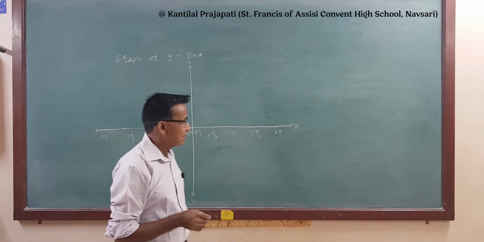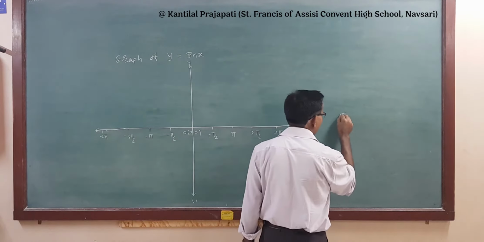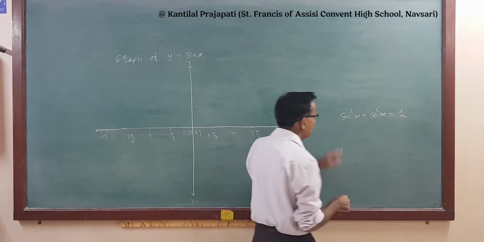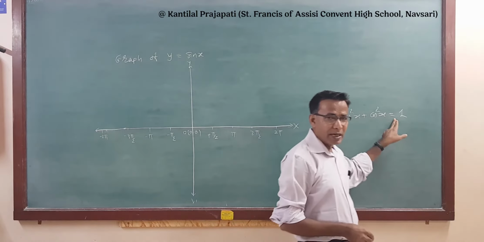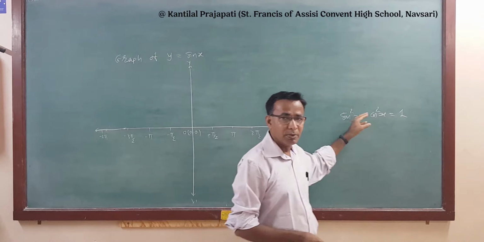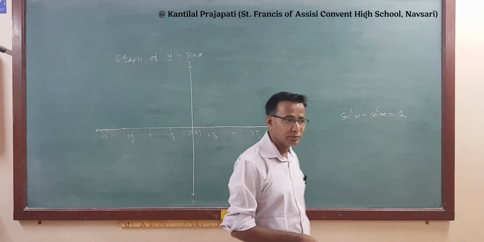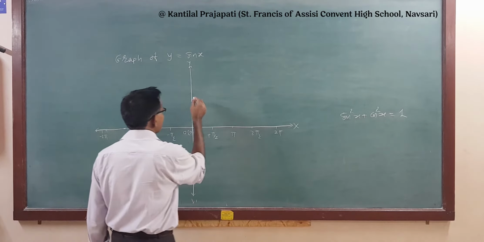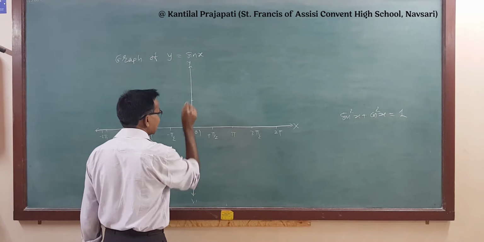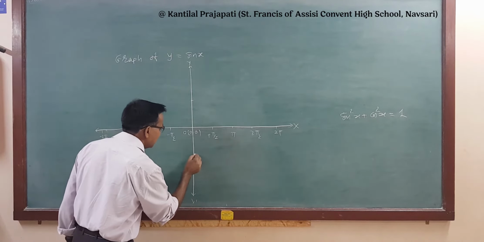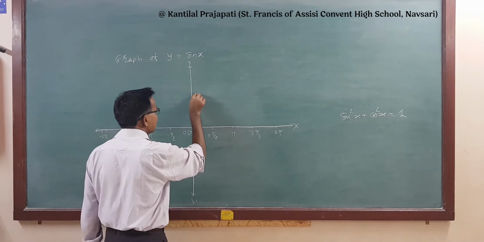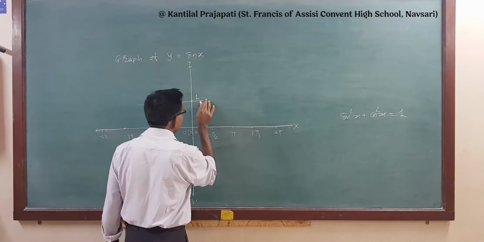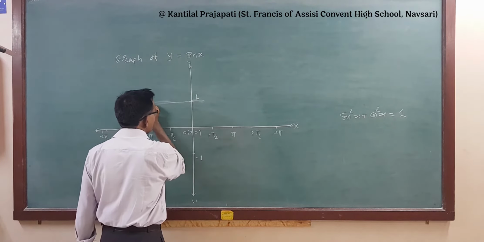We have seen in the identity sin square x plus cos square x is equal to 1. The sum of two positive real numbers is 1, which means the maximum value of sin or cos is plus 1 and the minimum value must be minus 1. That is the range of the sine function. We have also defined the range of sine function, cosine function, domain, codomain also we have seen. So the maximum value of sin and cos is 1 and minus 1, and therefore the graph never goes beyond these horizontal lines.